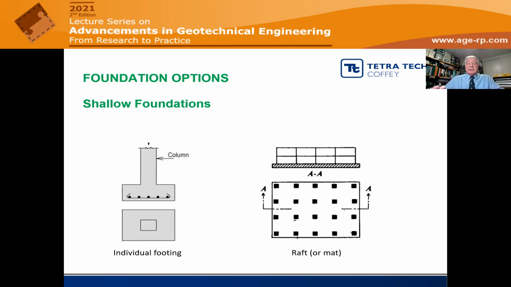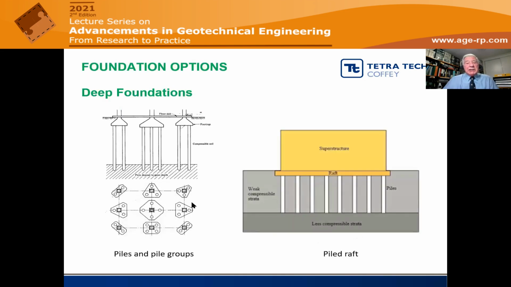So the columns come onto the mat, and the mat helps to reduce any differential settlements that we might have between adjacent columns. And then we get into the deep foundations where we've got piles and pile groups. In this case, we've got a group of groups, but that's fine, where we're now largely transferring the loads through the upper, perhaps more compressible material to less compressible strata below.